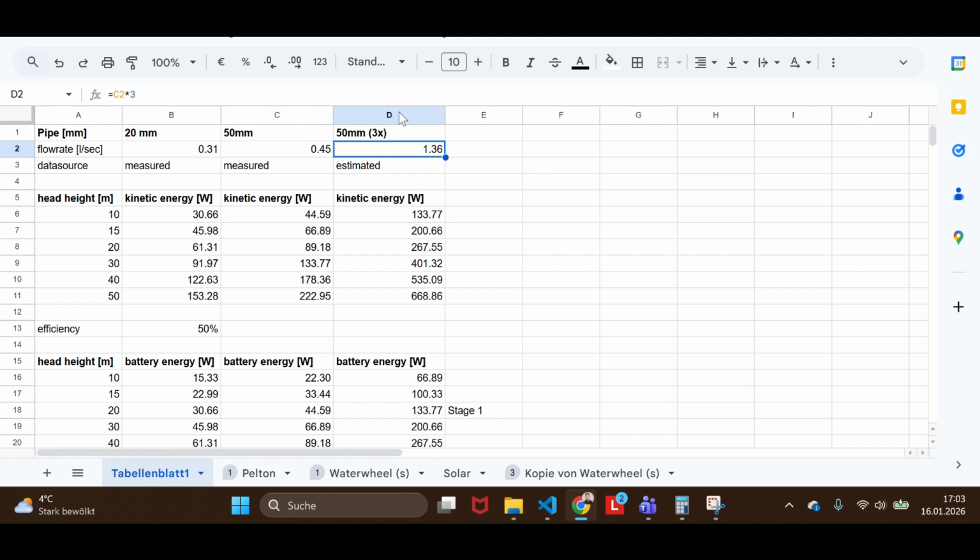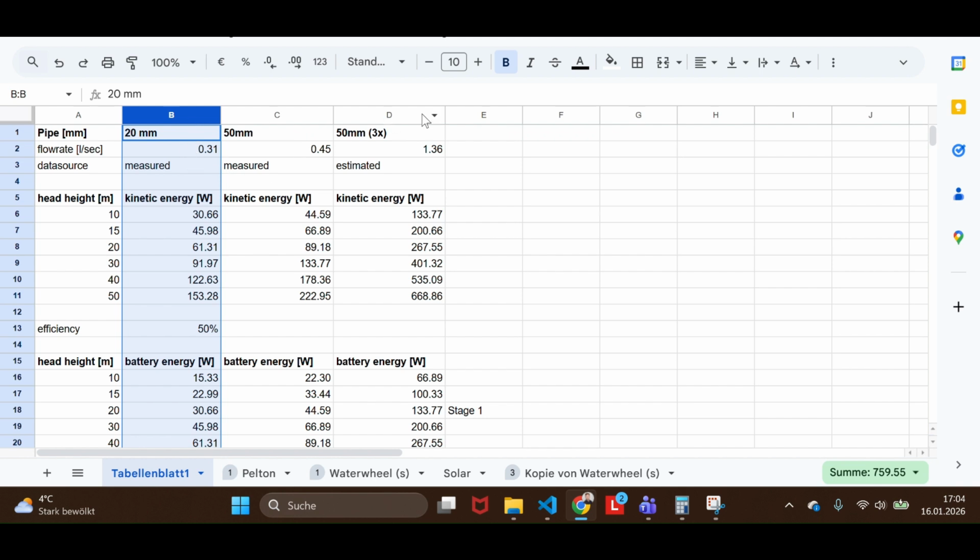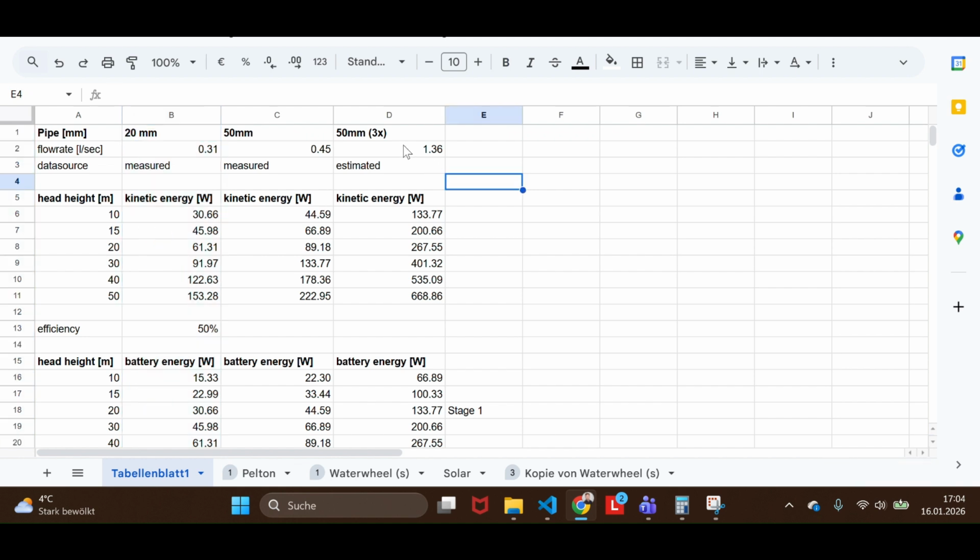So we will be mainly looking at this line here, because obviously the 20 millimeter pipe does not have enough power to generate any electricity. Well, it has the power, but the losses with the flow, even at this flow rate, are very high. So we have to go to a bigger pipe size.